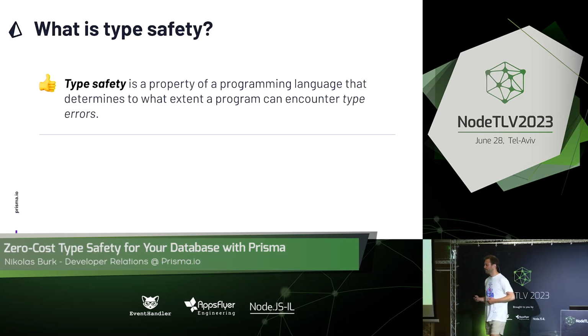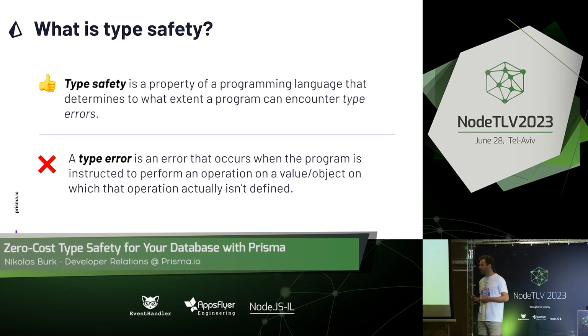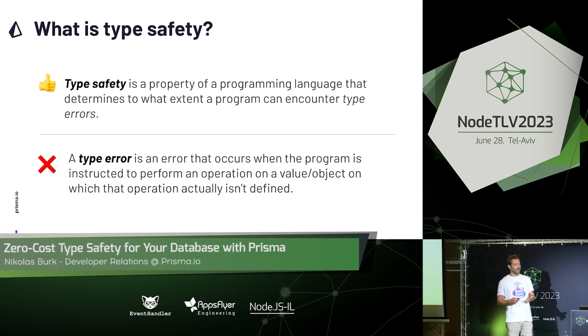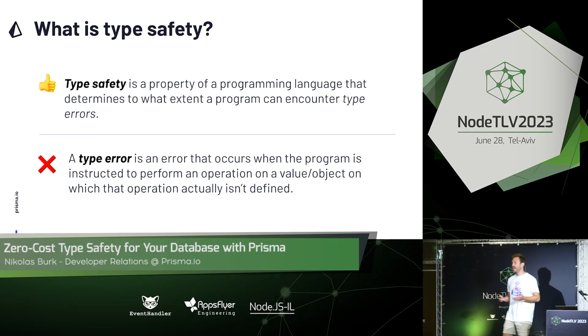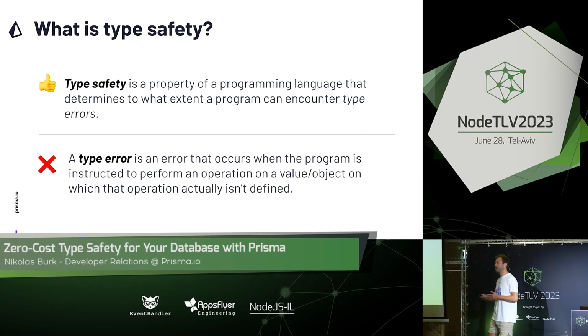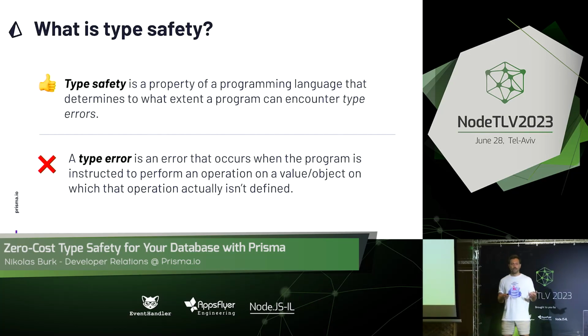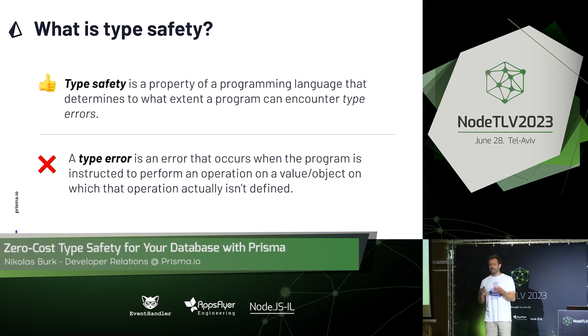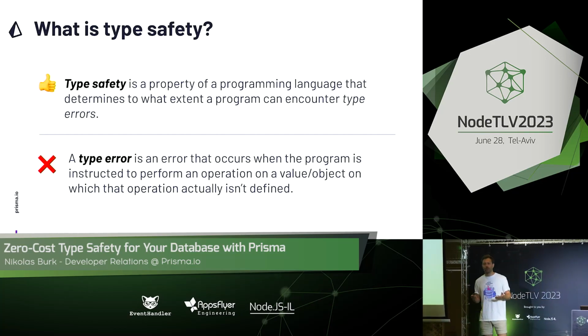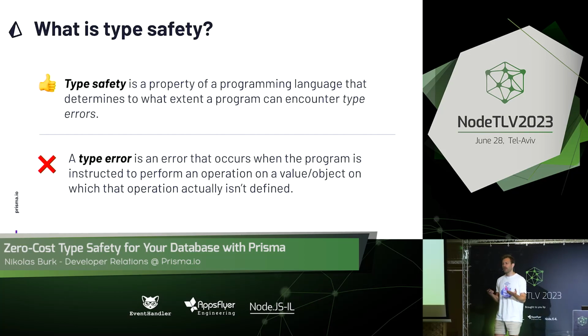So what's a type error? A type error is an error that occurs when the program is instructed to perform an operation on a value or object on which that operation is not actually defined. So if we're thinking in programming terms, then you could think of a string, for example, that is a data type, and you can perform an operation like add on this data type because that's an operation that you would perform with an integer.